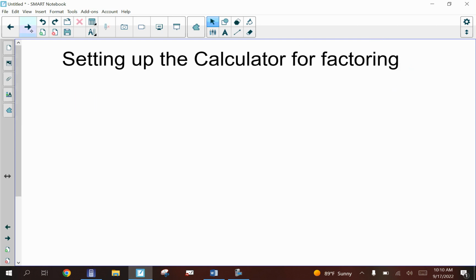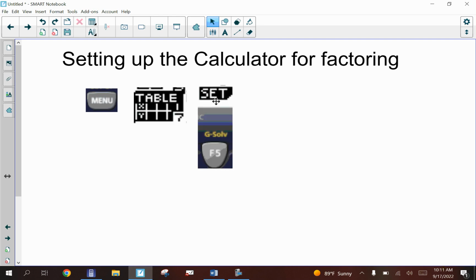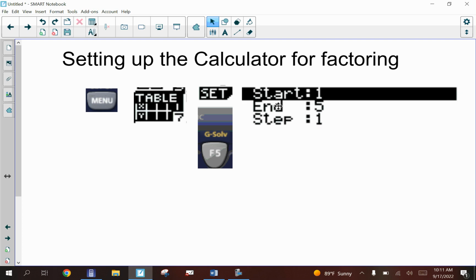Okay, so now in section 2, we're going to get into the actual factoring. So we need to get the calculator set up for factoring. In the calculator, you're going to go into your menu and go into your table. And you want to set your table because you never know who's been using your calculator. I've got 5 other classes, and so they could change the settings on you.